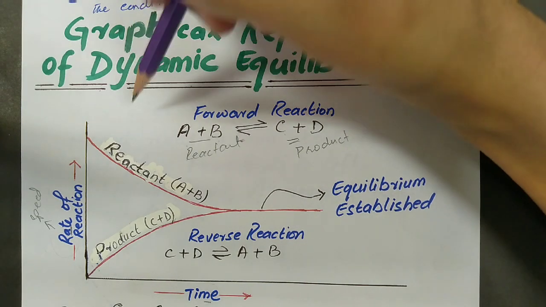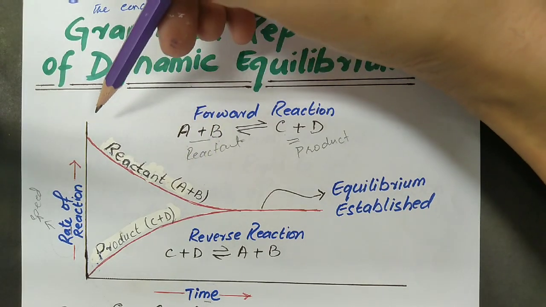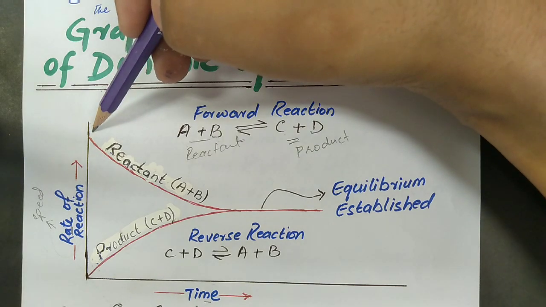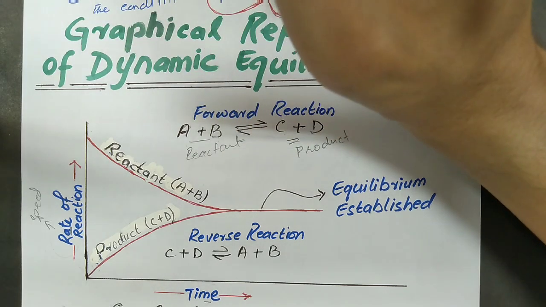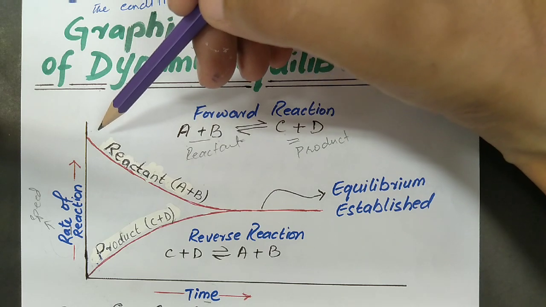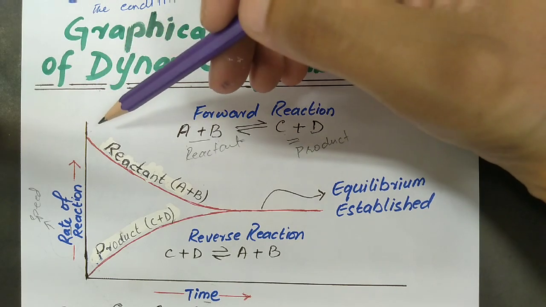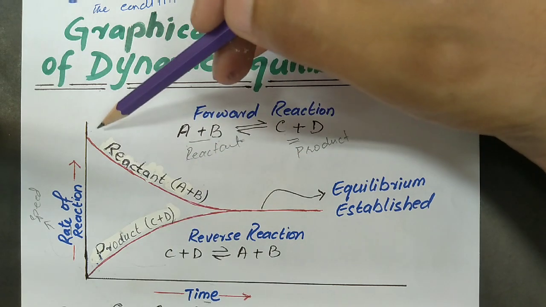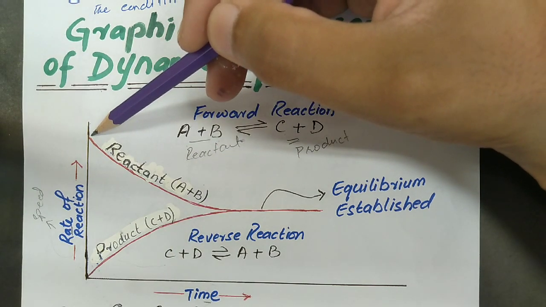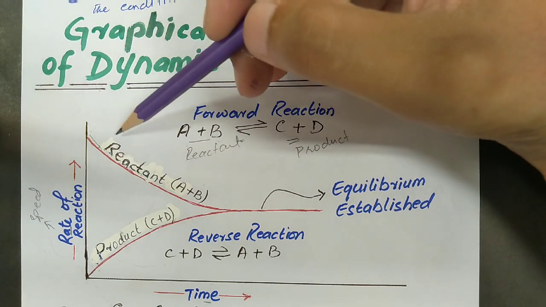chemical reaction. In the beginning, the reactant, that is A plus B, starts to convert into the product side. Once it starts to convert into the product side, the concentration of reactant decreases. When the concentration of reactant decreases, the rate of conversion of reactant into product also decreases. As you can see in this graph, with the passage of time, the rate of reaction decreases. The graph is going downward.